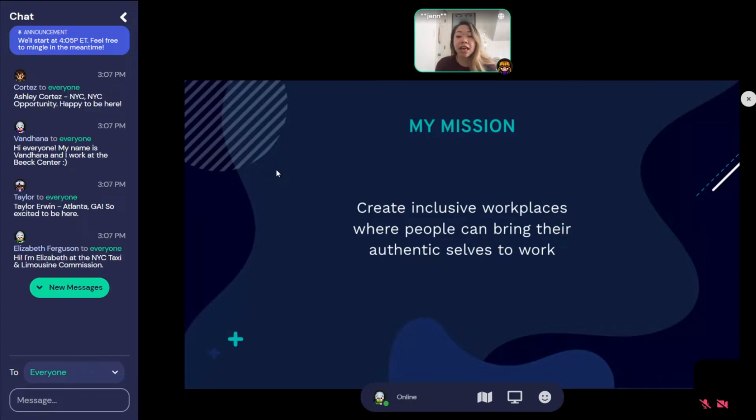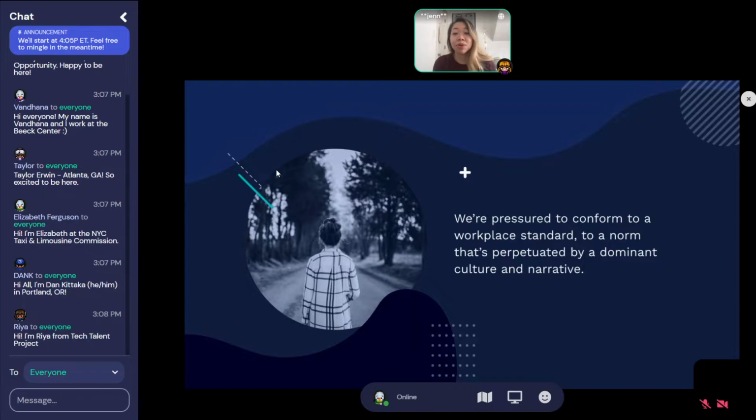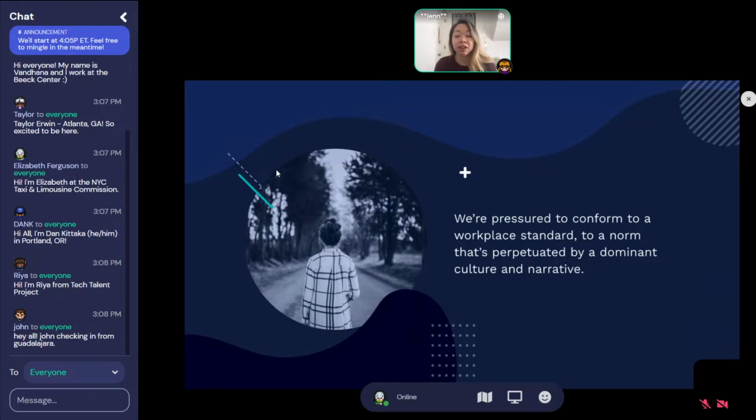And as a design leader, I have been on a mission to make workplaces more inclusive and foster workplace cultures that allow people to bring their full authentic selves to work. Because let's be real, we spend 40 hours a week or more at work, and that's a lot of freaking time. Too often, people of color, anyone who knows what it feels like to be othered, women, we're all pressured to conform to a workplace standard, to a norm that's perpetuated by a dominant culture and narrative. And I've literally been trying to learn this for the past 10 years of my career.